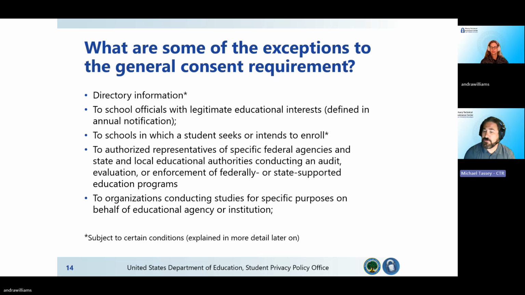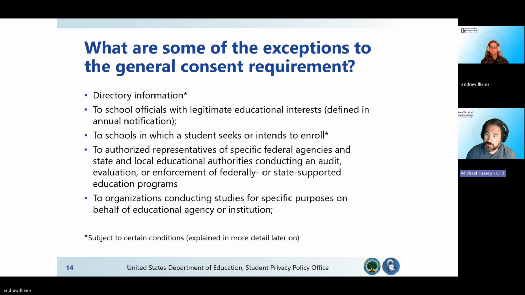Another exception covers schools in which a student seeks or intends to enroll. That is for the release of information if you are matriculating to another school or to higher education, or moving from school to school if the family is moving, or whatever the case may be. This exception allows the schools to exchange information and doesn't require the student's consent in order to do that. Then there is the exception for authorized representatives of specific federal agencies and state and local education authorities conducting an audit, evaluation, or enforcement of a federally or state-supported education program.